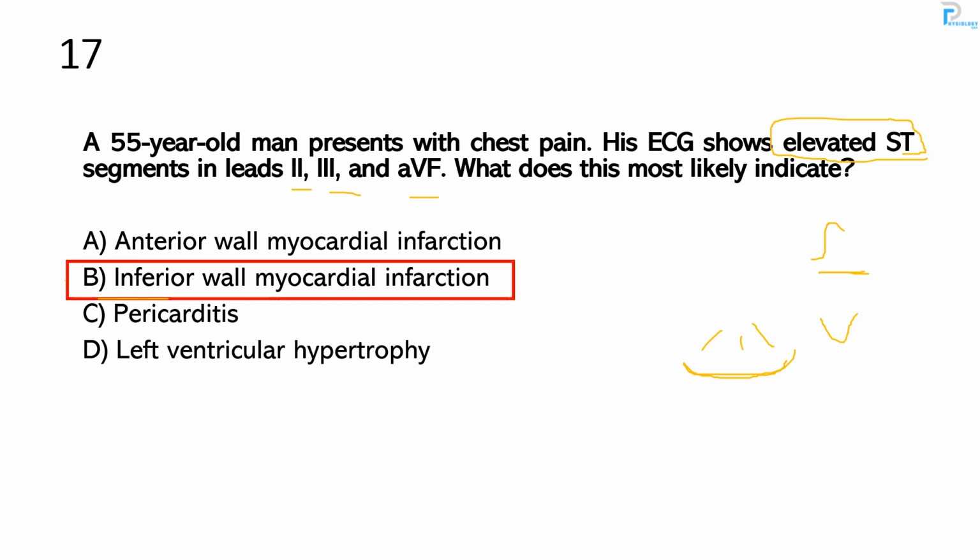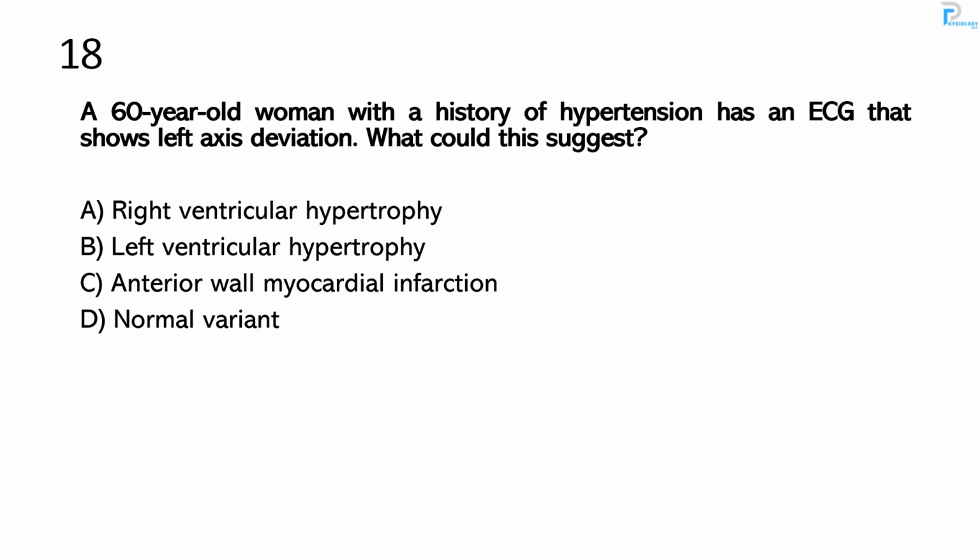A 60-year-old woman with a history of hypertension has an ECG that shows left axis deviation. What could this suggest? Normally the axis of the heart is towards the left. Normally our heart is like that, so it's towards the left. But it can deviate more. If it moves like that, we call it left axis deviation, and if it moves like that, we call it right axis deviation.